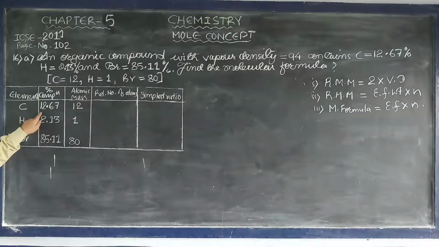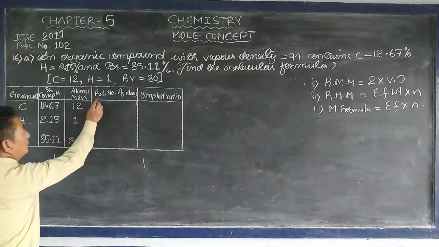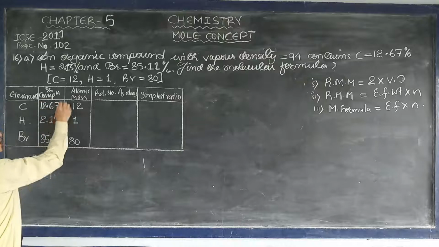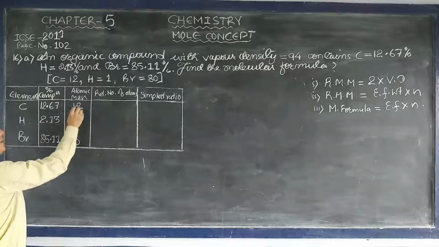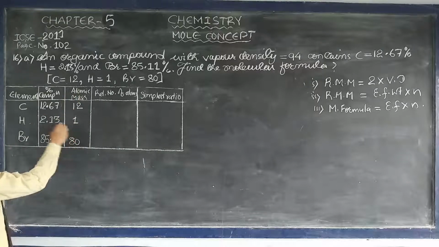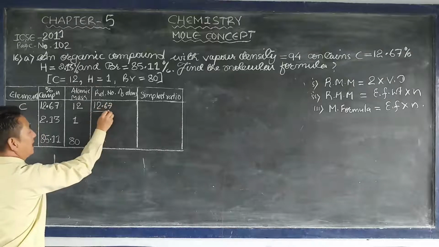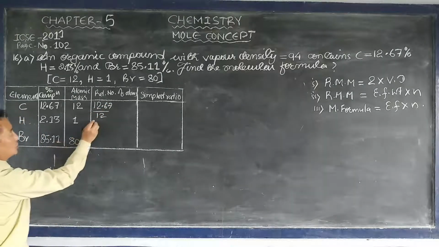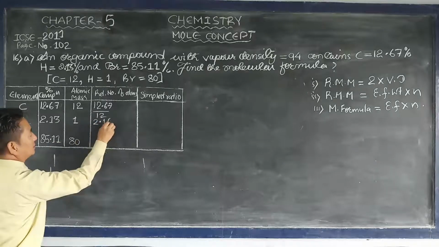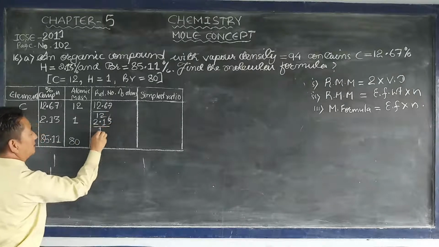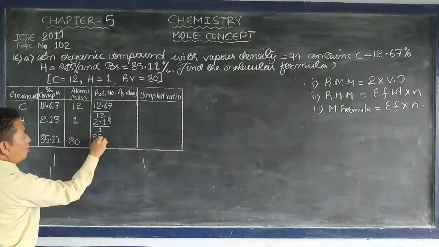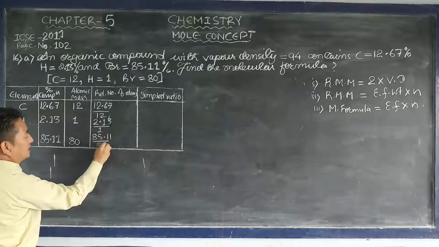How can we get the relative number of atoms? When you divide the percentage composition of the element by its atomic weight, we'll get the relative number of atoms. Here, the percentage composition should be divided by the atomic mass of each element. Carbon: 12.67 is divided by 12. Now hydrogen: 2.13 is divided by 1. Now bromine: 85.11 is divided by 80.